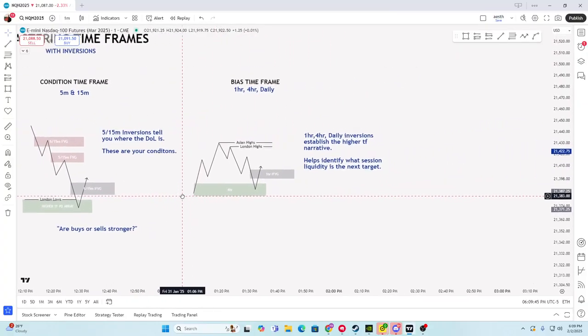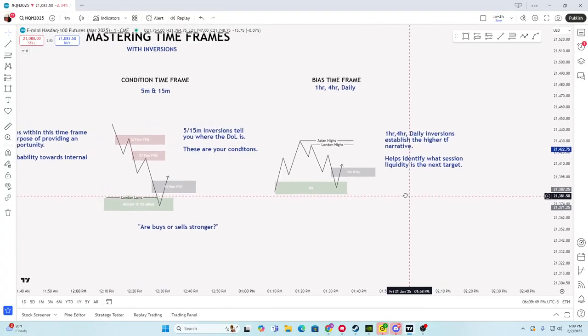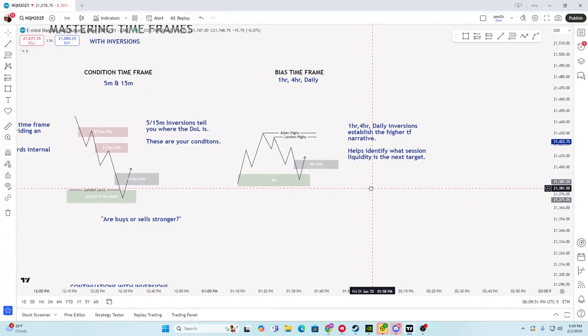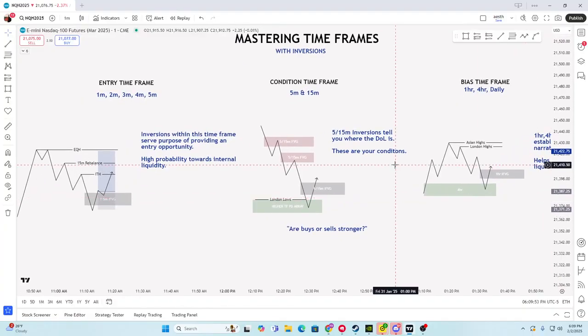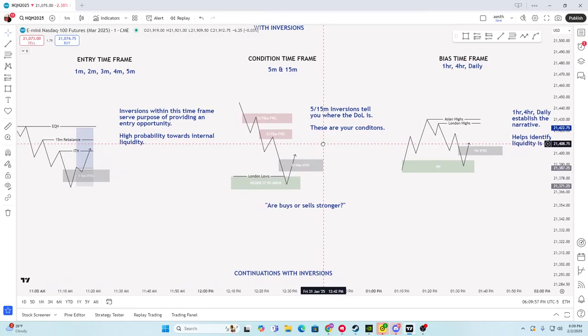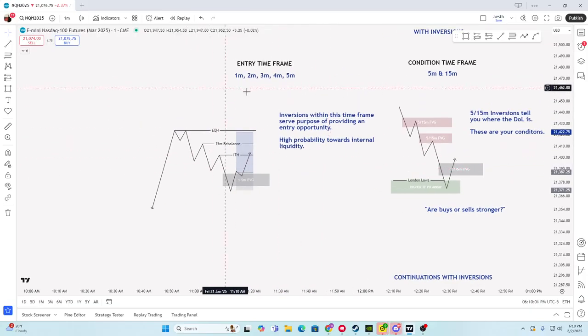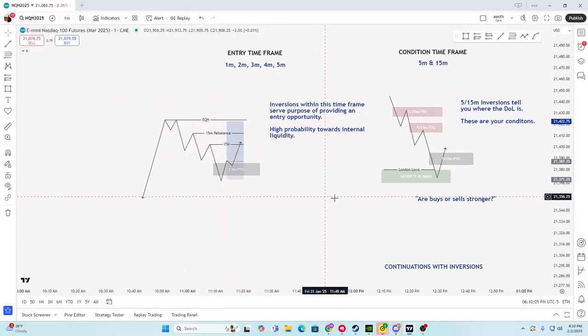Your 1 hour, 4 hour, daily, mainly 1 hour and 4 hour, is going to really help you with just understanding the higher time frame narrative. Then the 5/15 minute is going to help you with that draw and liquidity, and just figuring out where the next target is on the lower time frame. And then the 1 through 5 minute is your entries, and it's very high confirmation towards these internal levels.